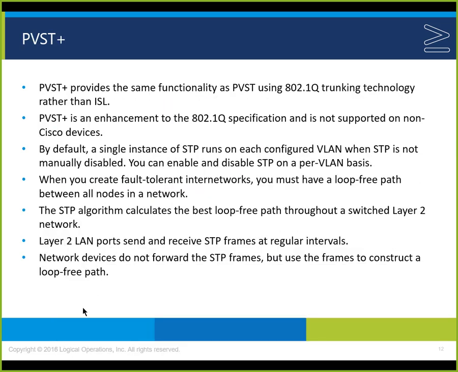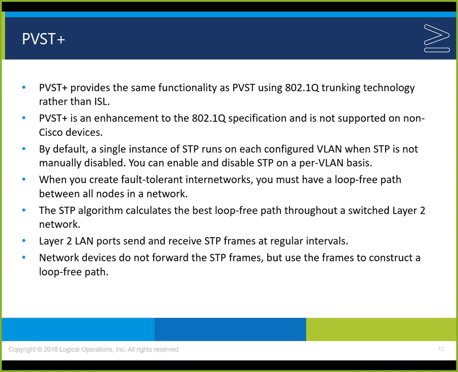So the default here, per VLAN spanning tree plus, has the same functionality as per VLAN spanning tree, but it uses .1Q instead of ISL. So the plus is the thing that allows us to use 802.1Q, where we just had per VLAN, we just talk about spanning tree. When we refer to spanning tree today, we're talking about per VLAN spanning tree plus. An enhancement of the .1Q, not supported on non-Cisco devices.